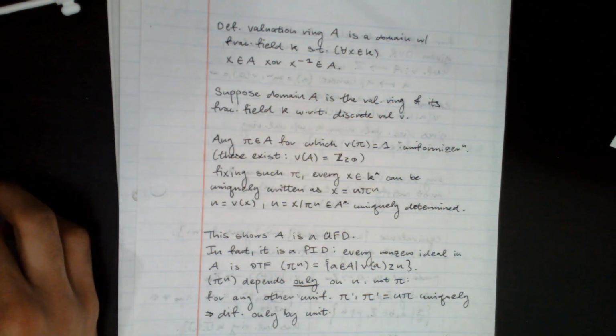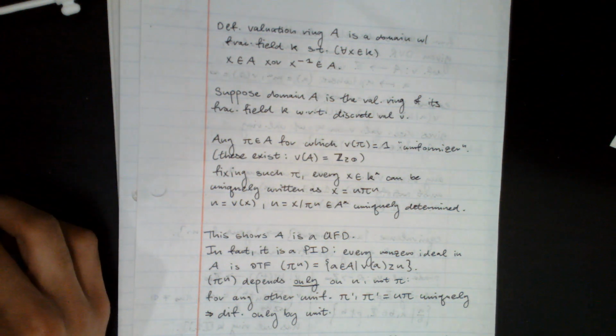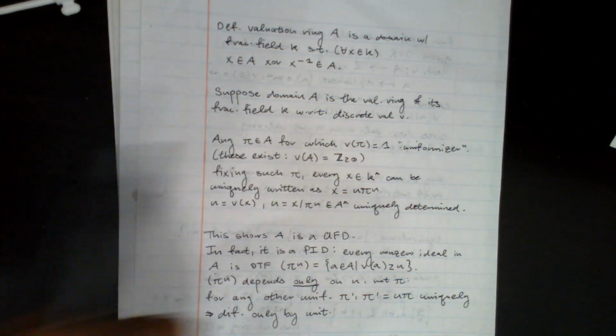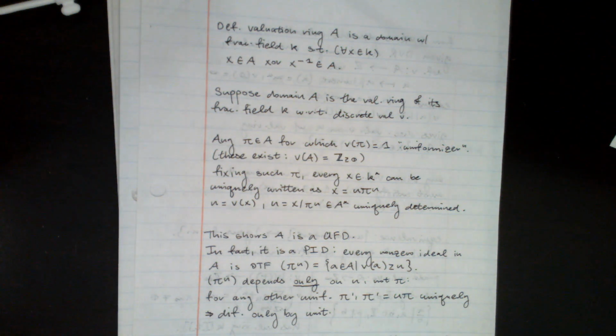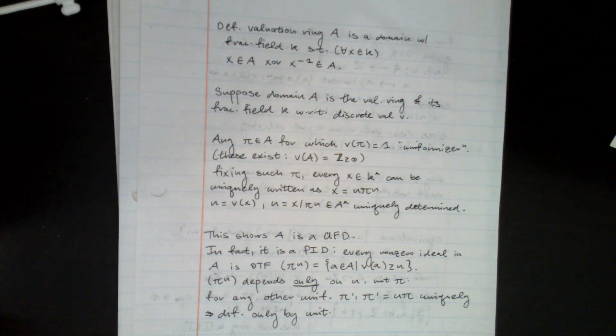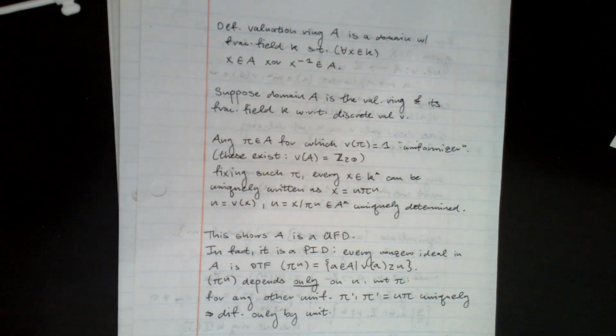This shows that the structure of DVRs is already very simple, because basically once we fix a uniformizer, which we'll see is unique up to a unit as well, we can describe every element as the product of a unit, which is uniquely determined in and of itself, and you take the product with some power of the uniformizer.